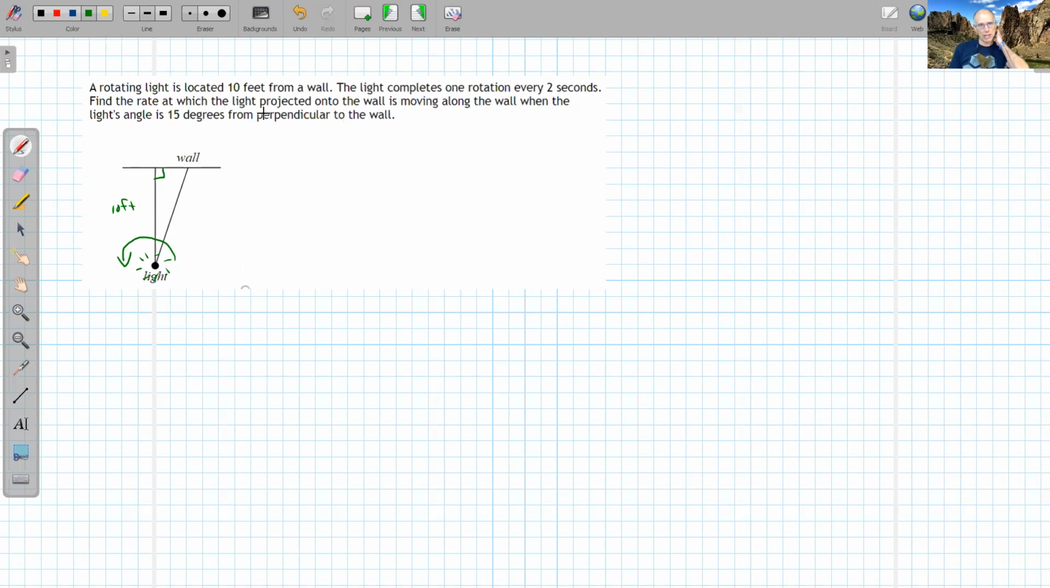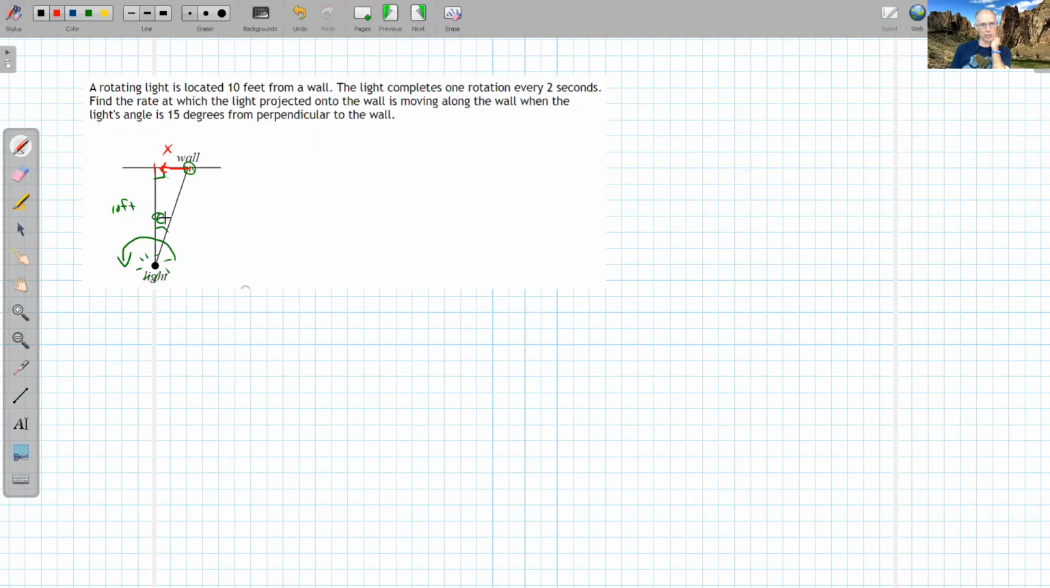We want to find the rate at which the light projected on the wall, so here's where the light is projected on the wall there, is moving when the light's angle is 15 degrees. Let's call that theta right there, 15 degrees from the perpendicular. So the light is moving in this direction at this instant if I'm rotating counterclockwise, and the rotation doesn't matter too much. So let's call that distance x there.